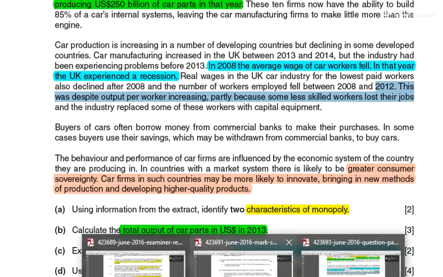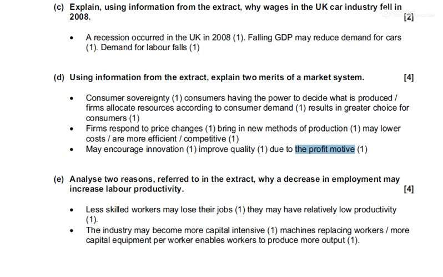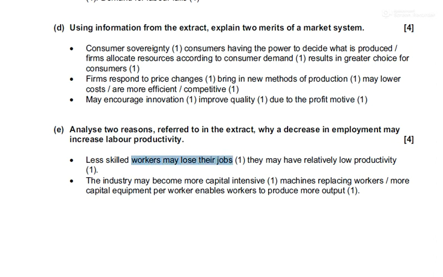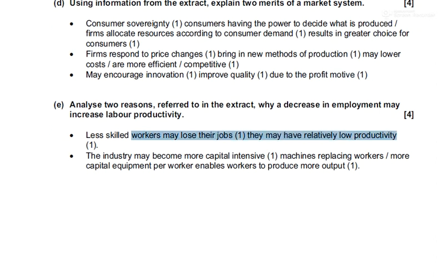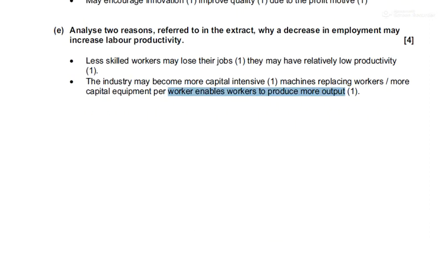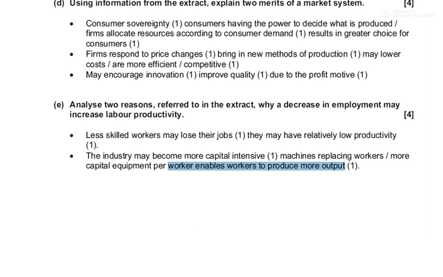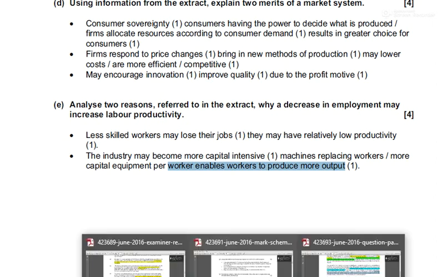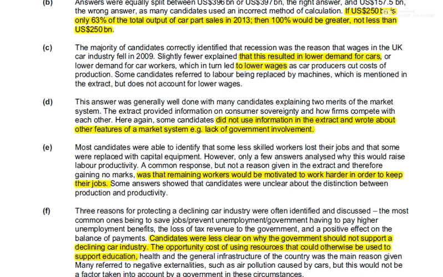So, mark scheme. Less skilled workers lose their jobs. They may have relatively low productivity. The industry has become more capital intensive. Machines are replacing workers. Enables output per worker to increase. Okay, there's 4 marks. Really, you should be saying all of those 4 points for 4 marks.